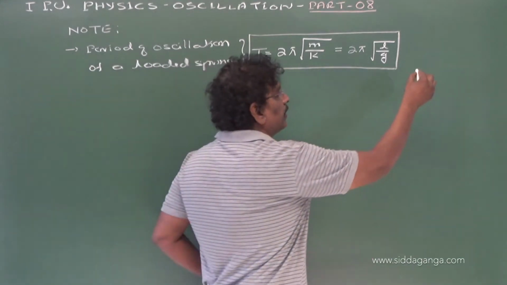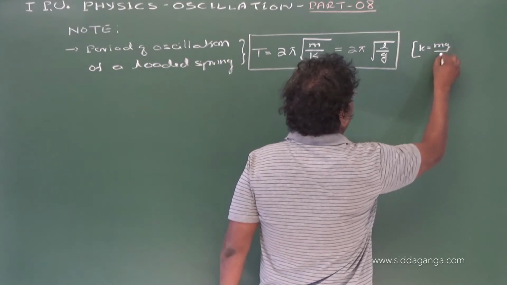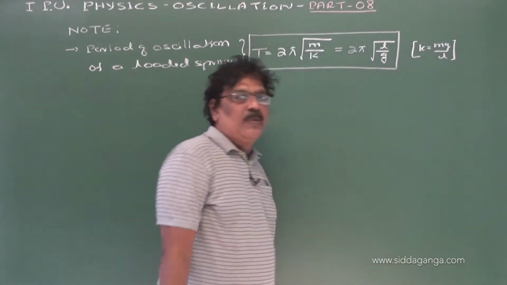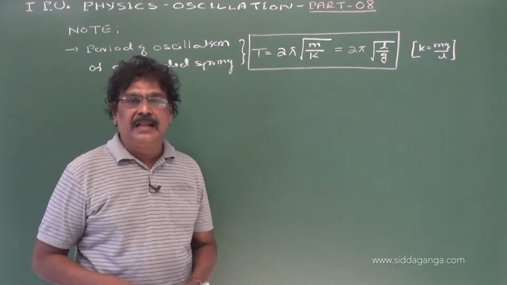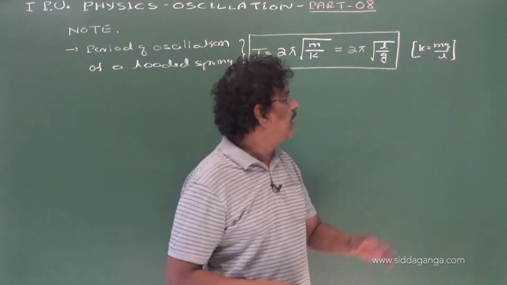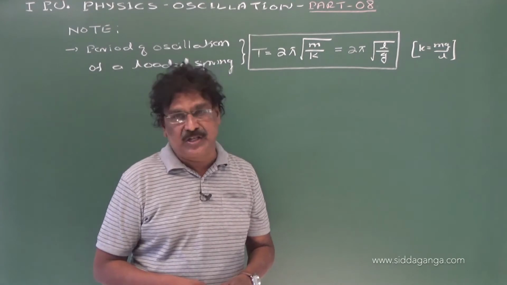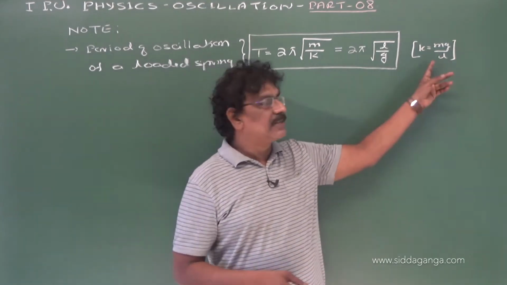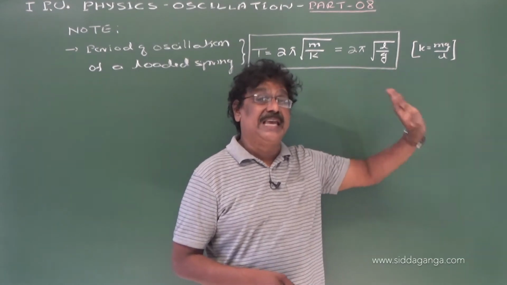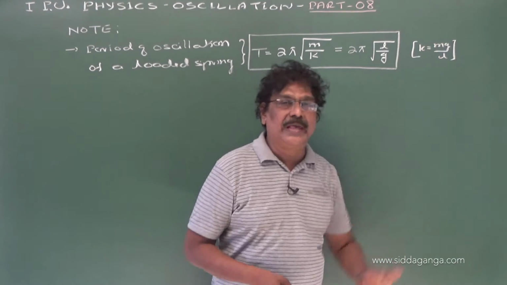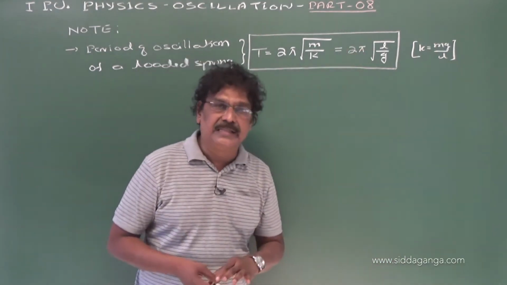Remember that we have shown k is equal to mg by L. When a spring is loaded with a mass m, then the force acting on the spring is mg, and that is in magnitude equal to the restoring force. The extension or increase in length due to the application of force is L. Therefore, k is equal to mg by L. Here we have substituted the same thing to obtain this equation.